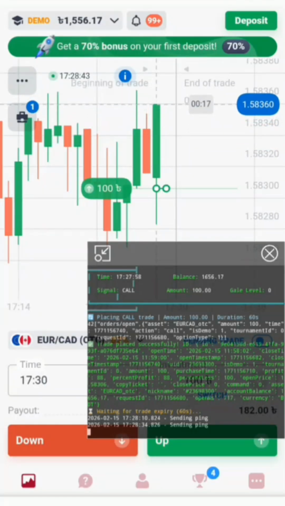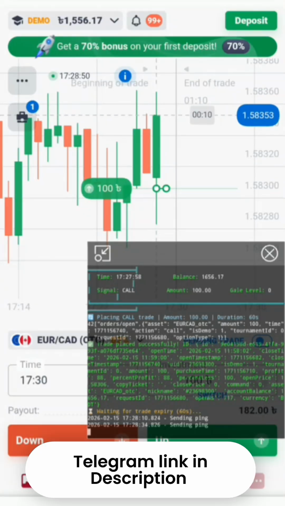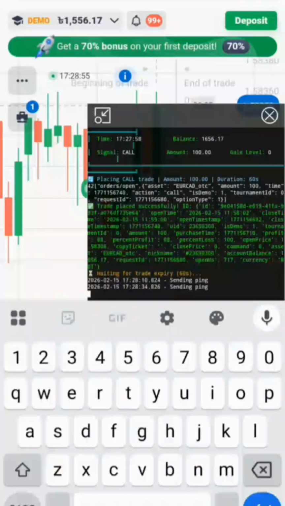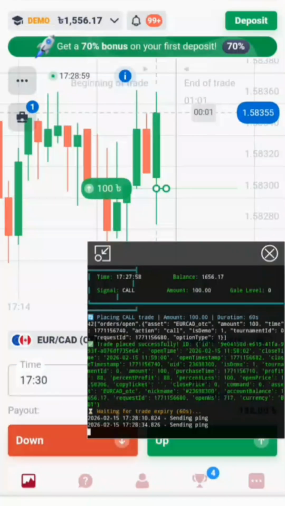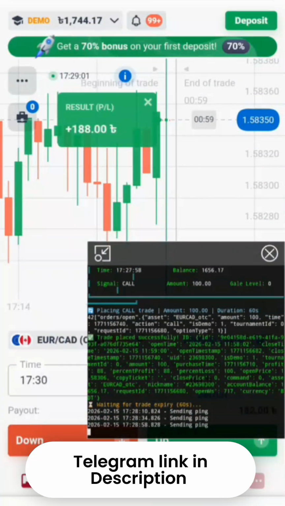Let's wait and see the accuracy of the bot. We will watch closely whether this call direction trade ends in a win or in a loss. And as you can see, this trade has closed in profit. The call direction worked well and the bot followed the setup perfectly.